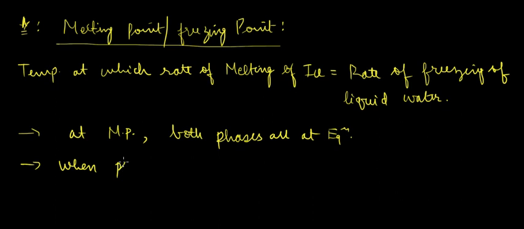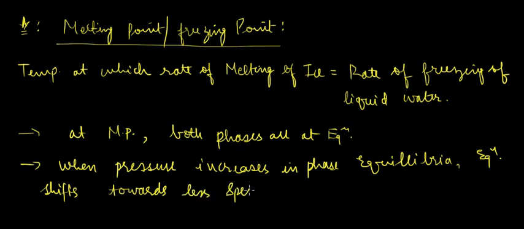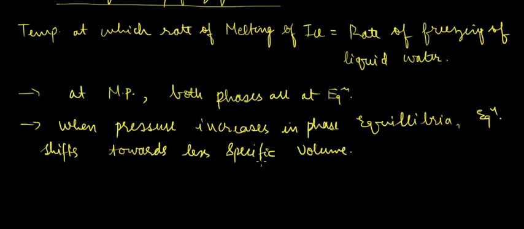So when pressure increases in phase equilibrium, the equilibrium shifts towards less specific volume. Specific volume is nothing but V upon M. This is specific volume.